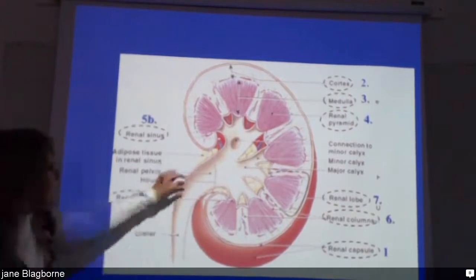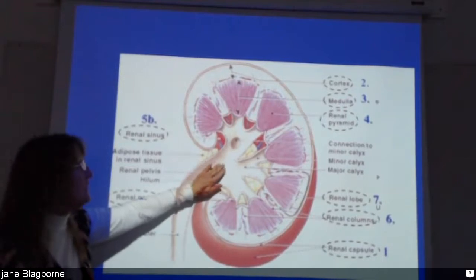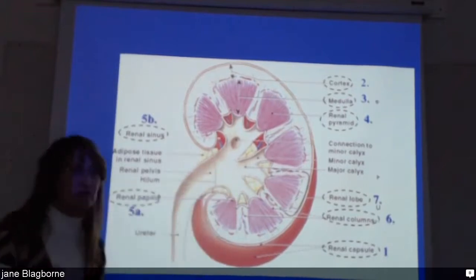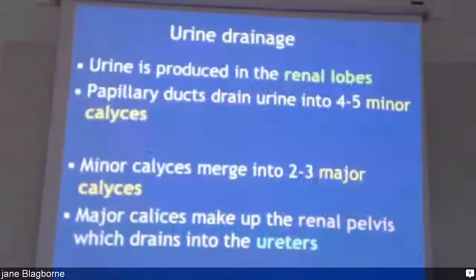Yeah, so you can get little teeny ones, which most people have small ones. The staghorn ones are very large, and they are very rare, too. And the kidney's non-functional at that time, so it's really bad.